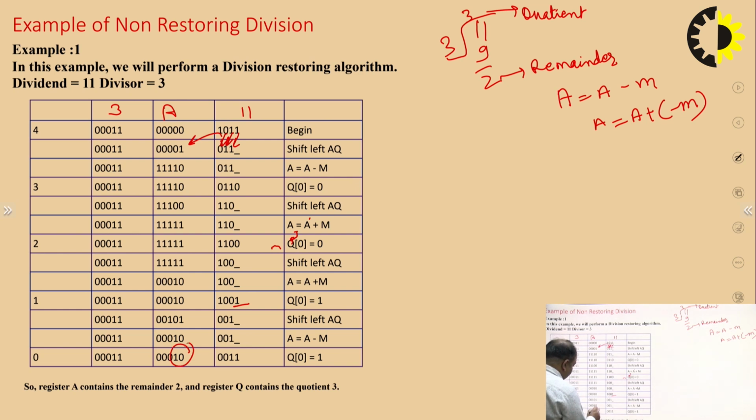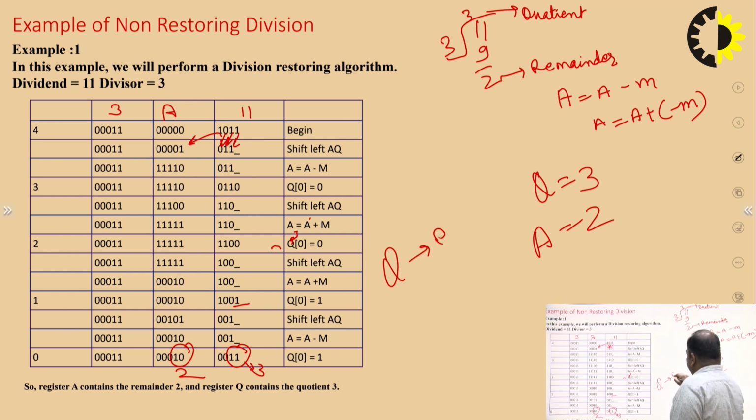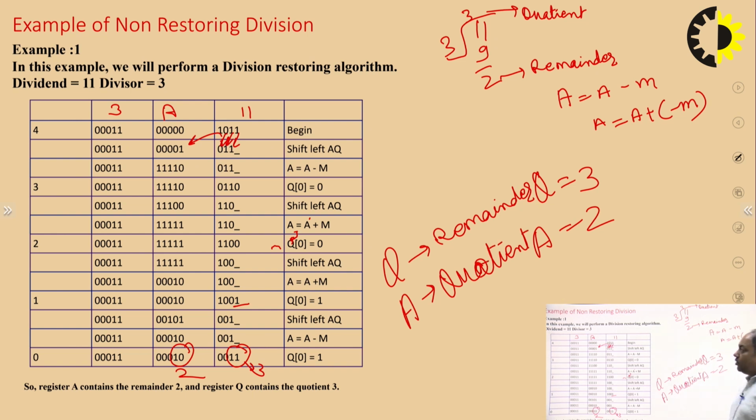This 10 represents 2, this 11 represents 3. So Q is equal to 3, A is equal to 2, so Q represents the quotient and A represents the remainder. In this way, without restoring our values, we do binary division on decimal numbers.